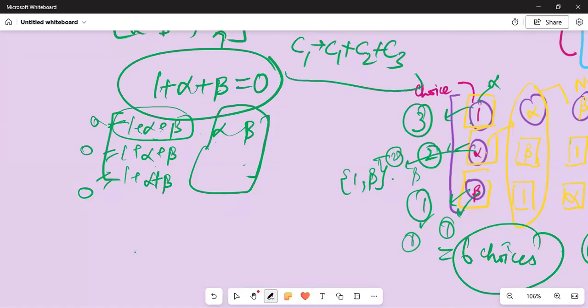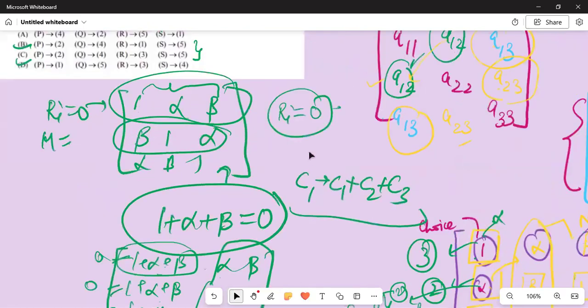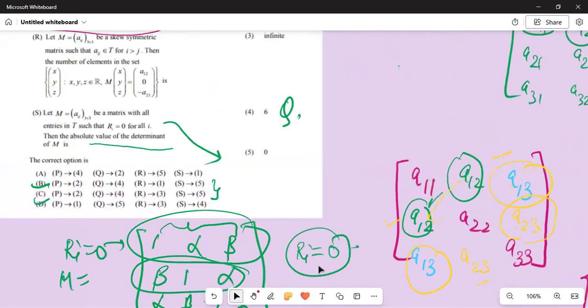And when a row or column is 0 in a matrix, then the determinant is nothing but 0. So this gives you 0. So the answer for S is 5, and you can check that.